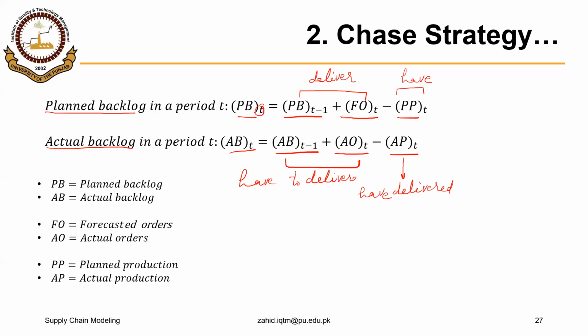So this is just the opposite to the formula that we used to calculate finished goods inventory. So I hope you can link this to that formula. So these are the two formulas that we will require, one for planned backlog and the other for actual backlog. And of course, we can see the difference of the two to see whether the backlog is within acceptable limits or not.